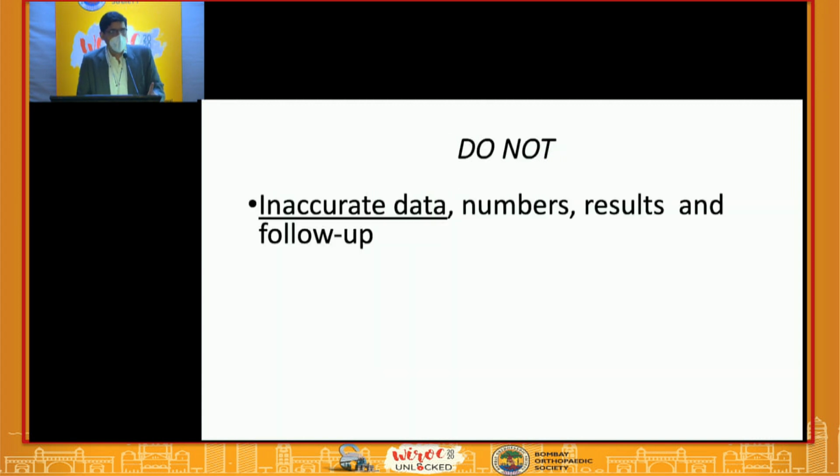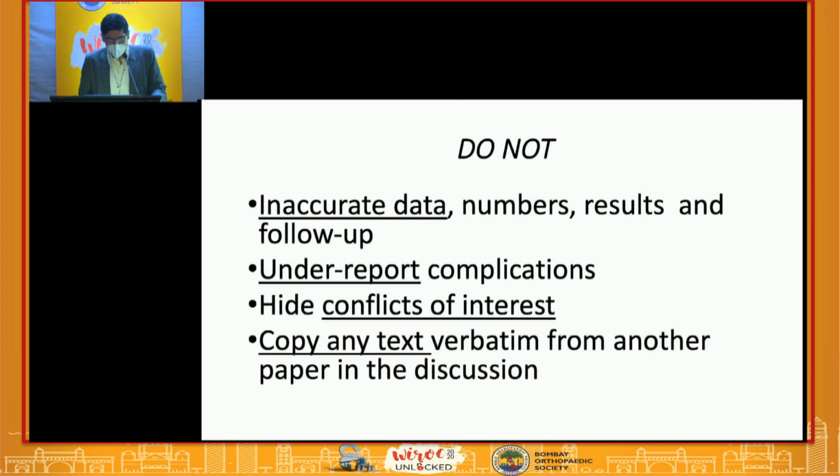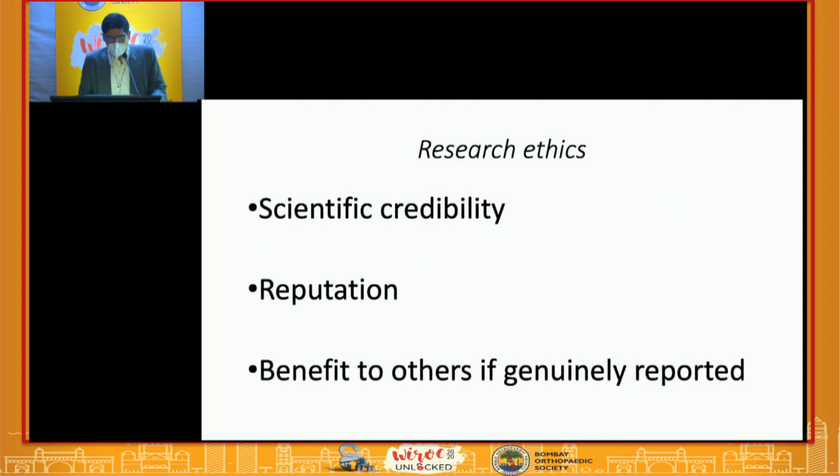Do not use inaccurate data, numbers, results, or follow-up. Do not underreport your complications. Do not hide conflicts of interest if you have any with companies, etc. Do not copy any text verbatim from any other paper. All these things will get you into trouble with the journal, and you can get blacklisted, and you might have to retract a paper later. Research ethics is basically about scientific credibility. You may want a paper, that's fine. It's about your reputation, and it's about benefiting others if the reports are genuinely done. All right? Thank you very much.